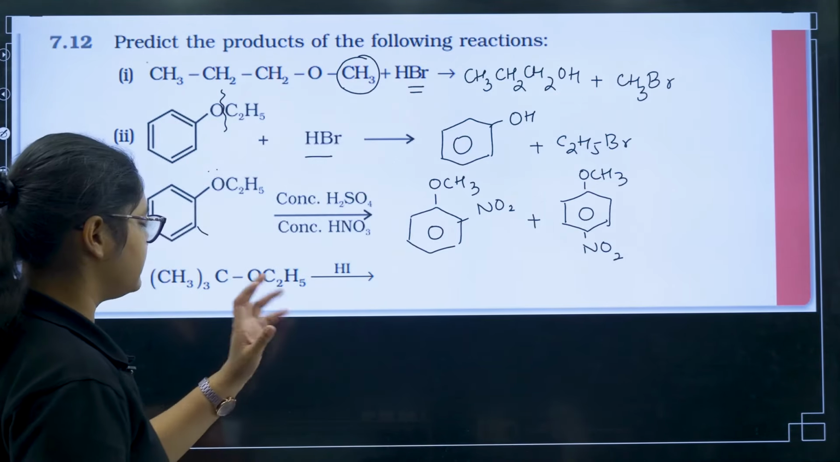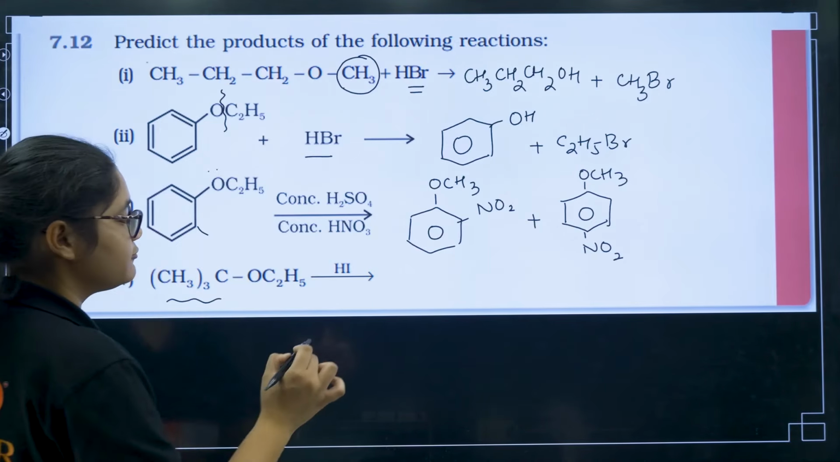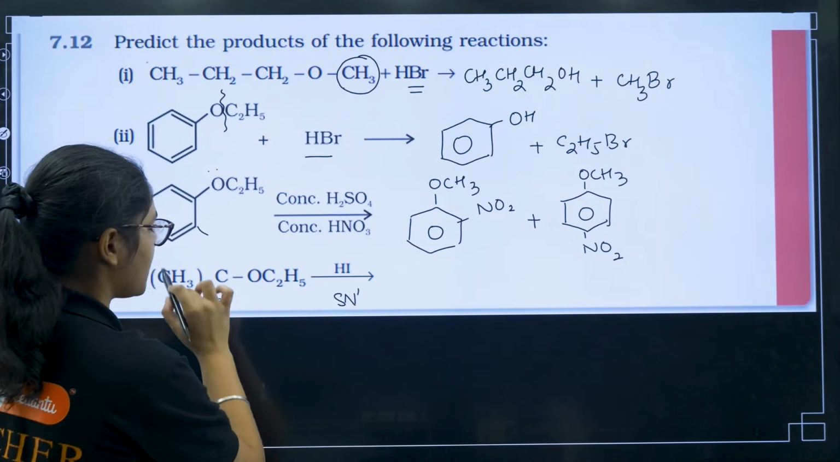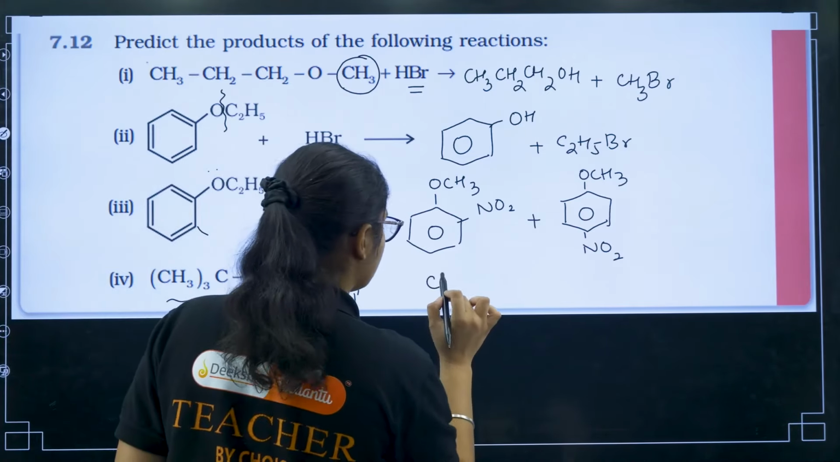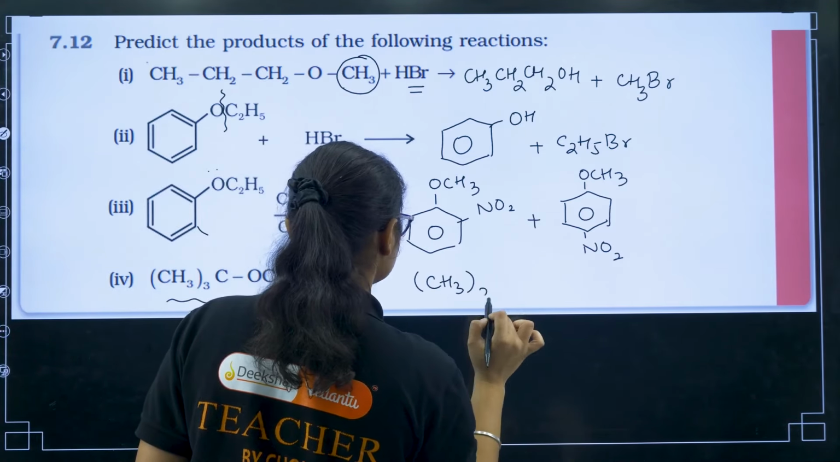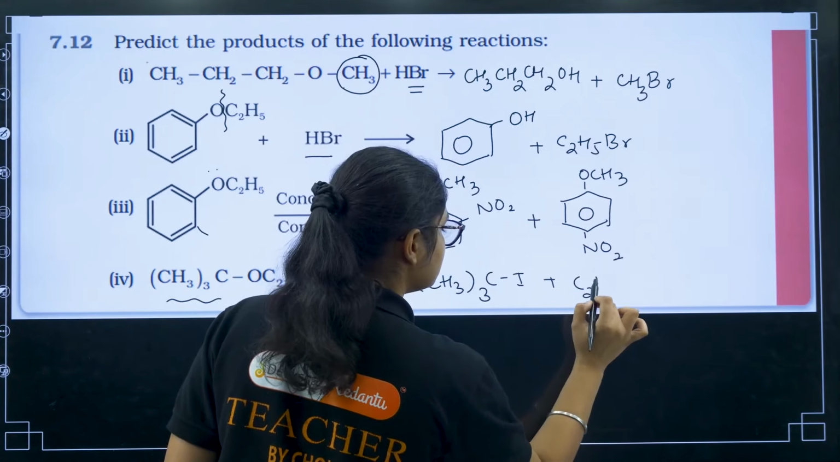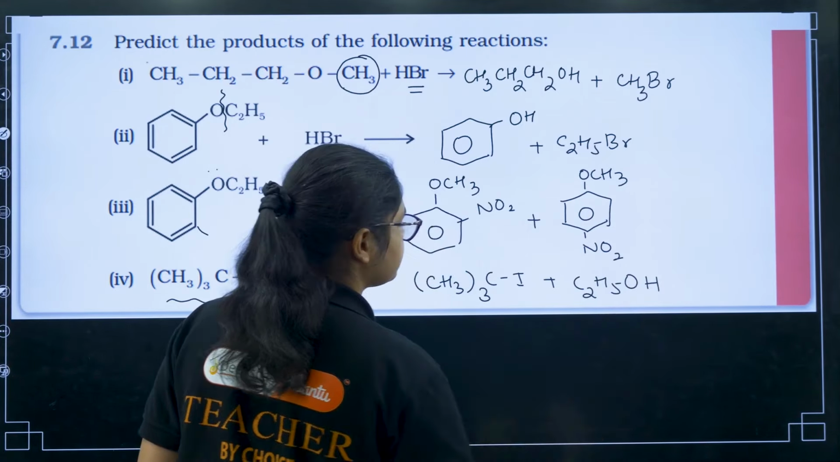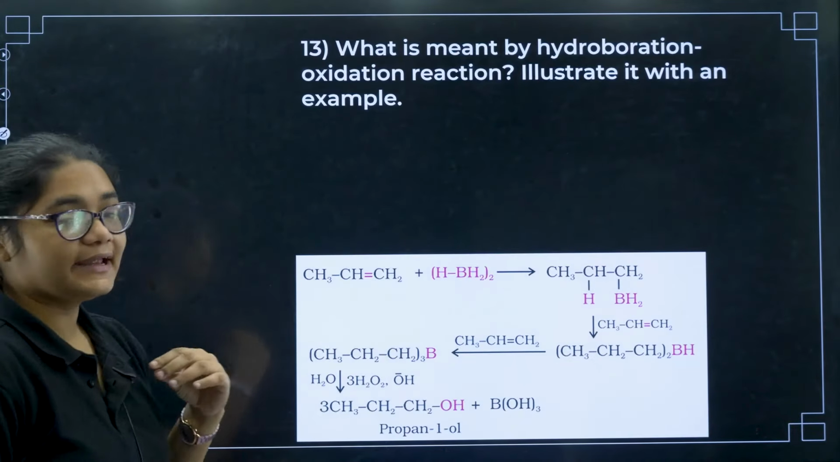Next, again there is cleavage with HI. So you can see here a tertiary group is there. Tertiary group means it will follow SN1 mechanism. Carbocation will form. Carbocation will take the iodine group. So I will get the product like this, the tertiary iodide plus this side it is C2H5OH. Clear? Okay. Now we will move to the in-text question.